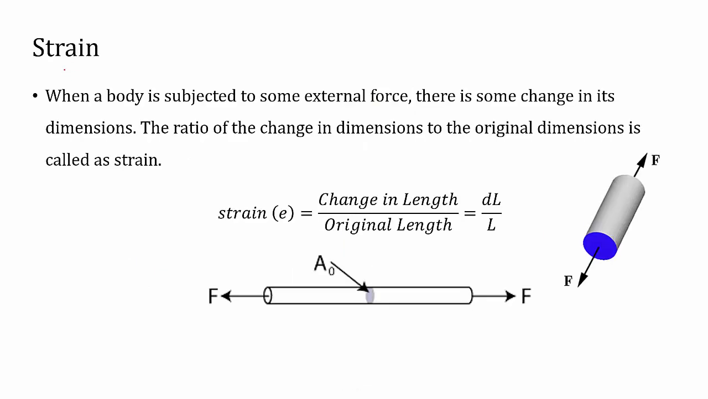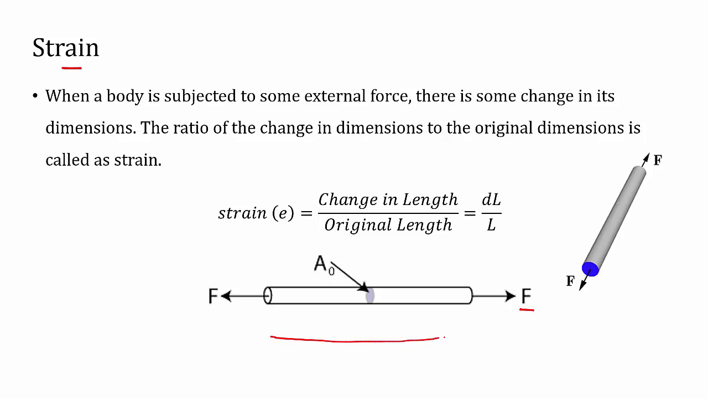The next one is strain. When the body is subjected to some external force, there is some change in its dimensions. The ratio of change in dimensions to the original dimensions is called strain. Here you can see that a circular rod is subjected to a force of F. When the load is applied continuously, it will undergo some deformation. It will change its length like this.